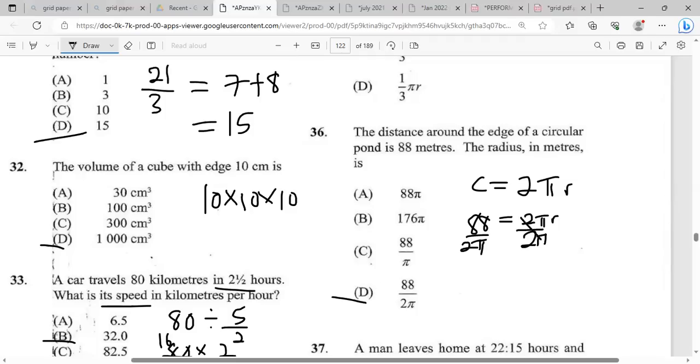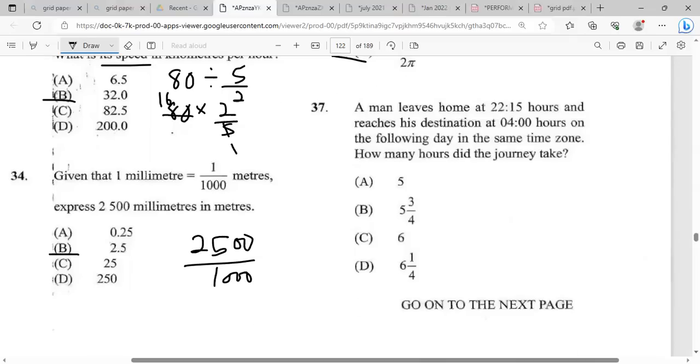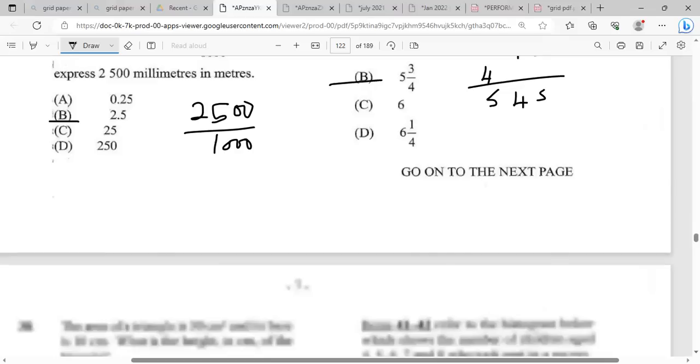D. A man leaves home at 22:15 hours and reaches his destination at 4 hours on the following day in the same time zone. How many hours did the journey take? So basically 12 from this hour and 10:15 this. All right, so we are at 10:15, so you need 45 more to make 11 and 1 more. So it's 1 hour and 45 minutes so far. And then you add the 4. So it's 5 hours, 45 minutes. And we know 45 is 3/4, right? 45 over 60, works out to.